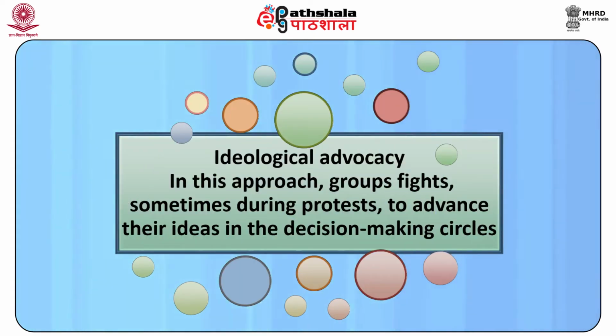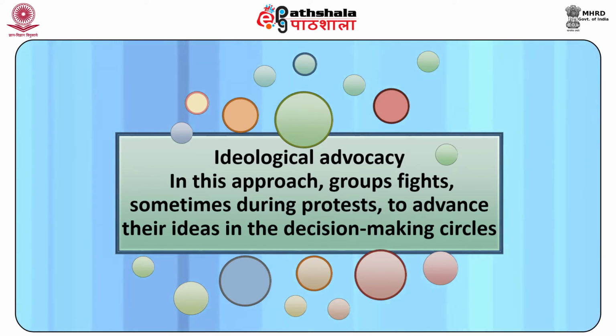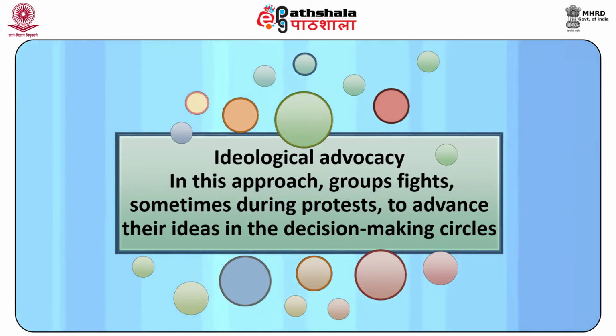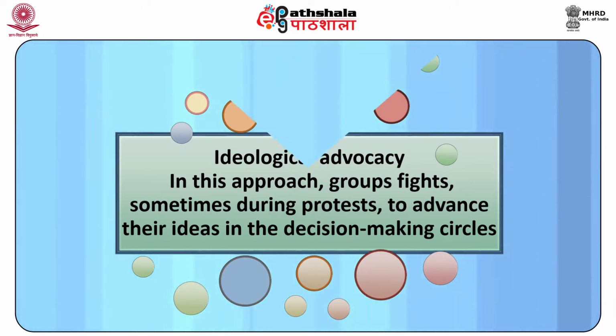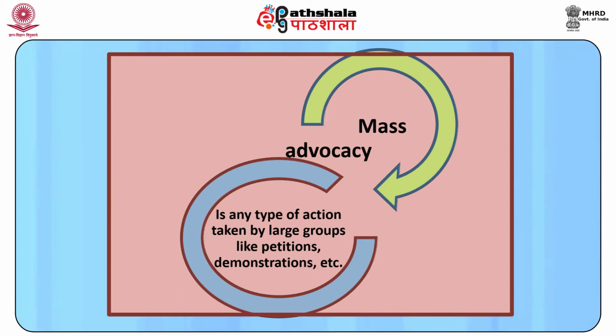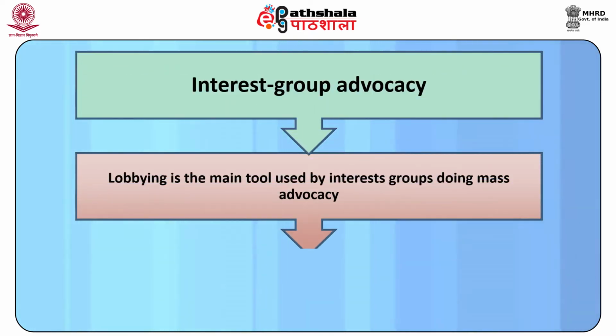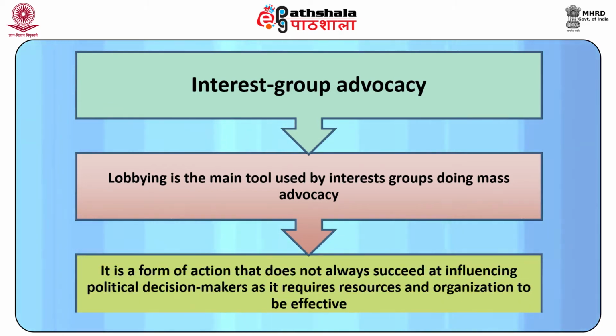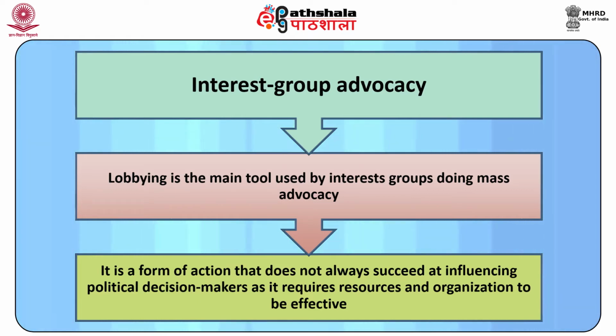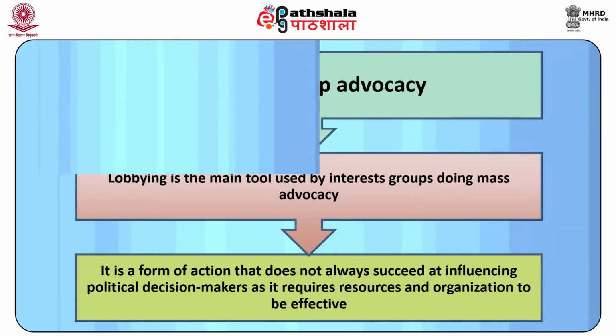Some of the other forms of advocacy include ideological advocacy. In this approach, groups fight, sometimes during protests, to advance their ideas in the decision-making circles. Mass advocacy is any type of action taken by large groups, like petitions, demonstrations, etc. Interest group advocacy: lobbying is the main tool used by interest groups. It is a form of action that does not always succeed at influencing political decision makers as it requires resources and organizations to be effective.